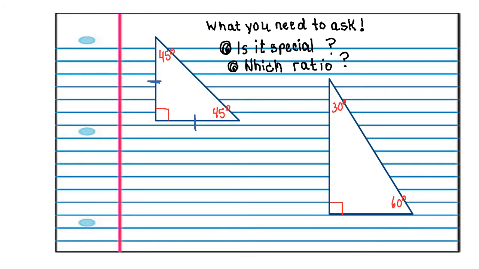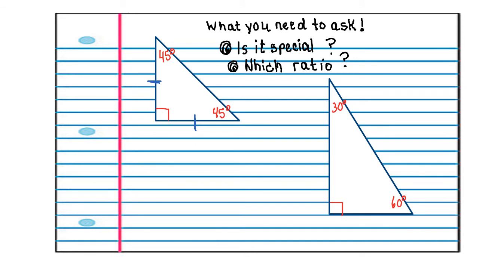Let's solve a few of these. What you always need to ask yourself is, is it a special right triangle? And if it is, which ratio are you going to use? The 45, 45, 90 or the 30, 60, 90? Let's start with a few of them on the 45. All right. So if we have a side value of 2, then the other side is going to be 2 because it's isosceles. And then the hypotenuse is going to be that side times the square root of 2. Easy enough.